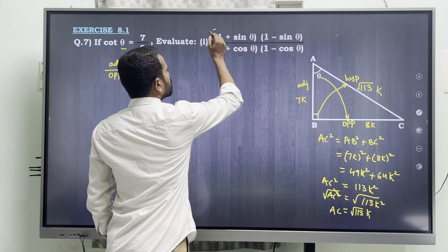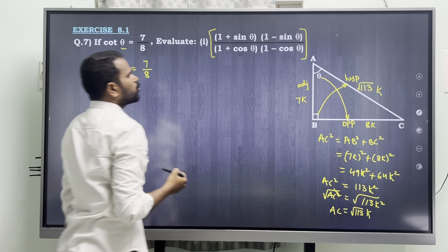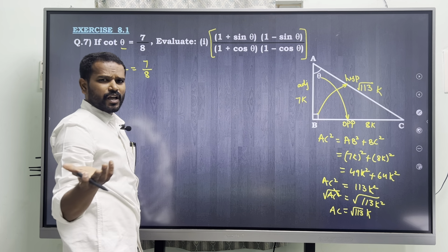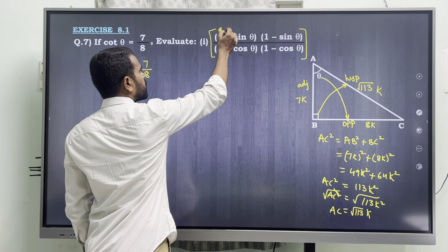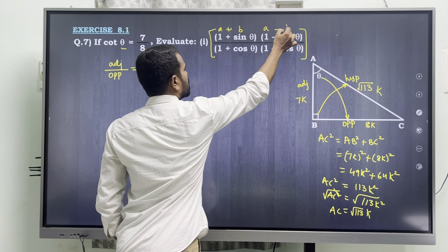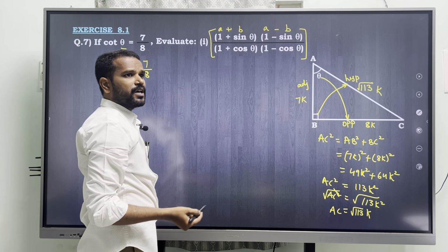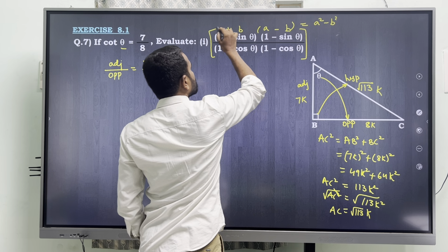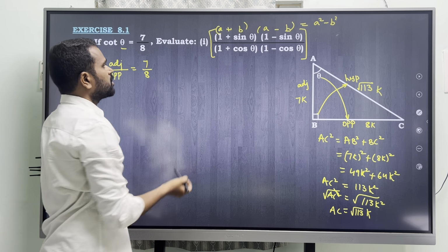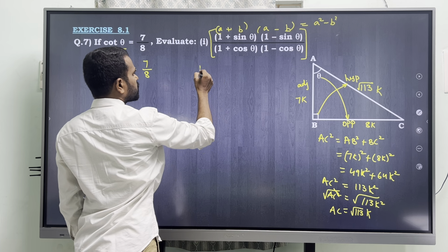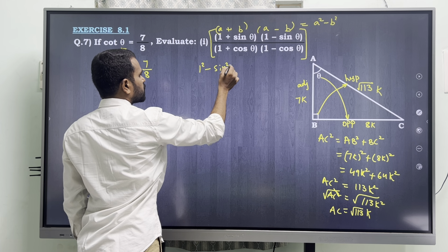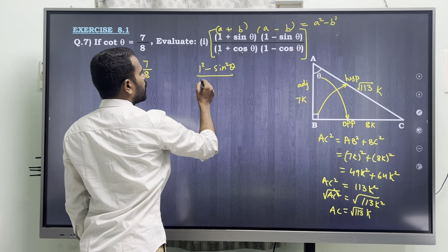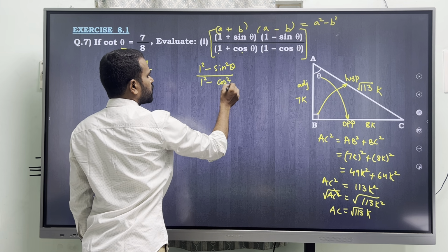Now what is given here is (1 plus sin theta)(1 minus sin theta). We can do this in a couple of ways, but here you see it is of the form (a plus b)(a minus b). (a plus b)(a minus b) is a square minus b square, right? So let us apply that formula so that we can easily simplify this. So (1 plus sin theta)(1 minus sin theta) is 1 square minus sin square theta, upon (1 plus cos theta)(1 minus cos theta), which is again the same formula, 1 square minus cos square theta.